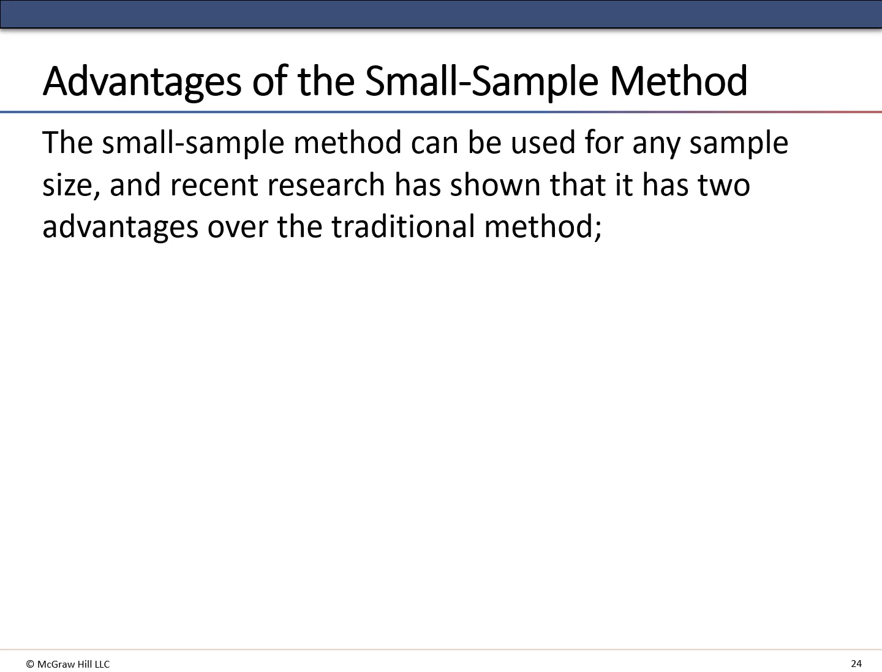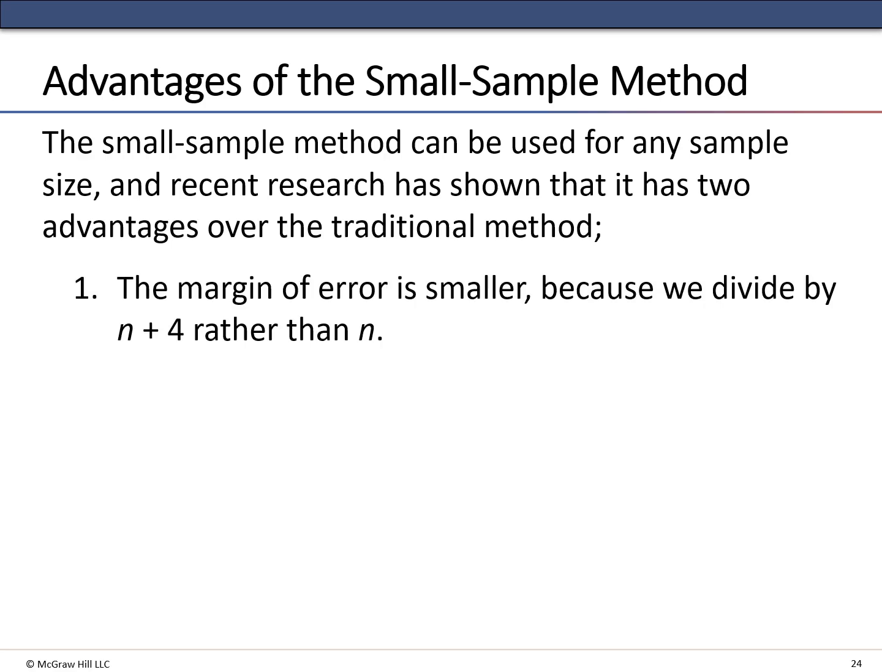The small sample method can actually be used for any sample size, and some recent research has shown that it has 2 advantages over the traditional method. The margin of error is smaller because we divide by n plus 4 rather than n, so we're making the denominator larger, which makes any number smaller. Think about it like if you have 1/2 versus 1/4. 1/4, the larger denominator, is a smaller number. Larger denominator, smaller overall number.